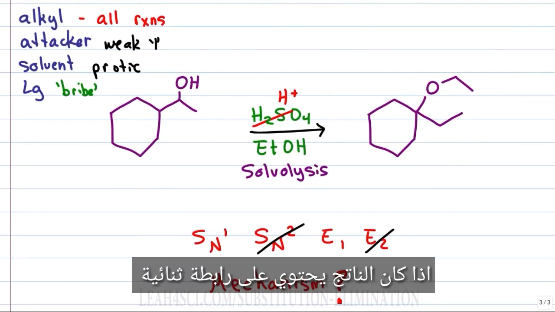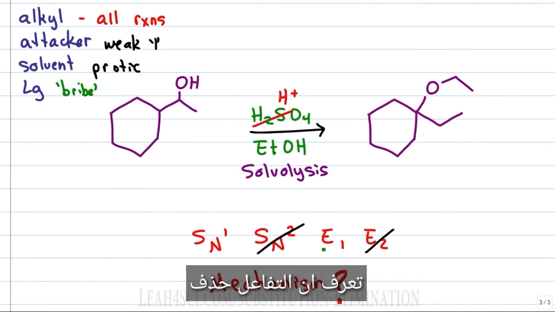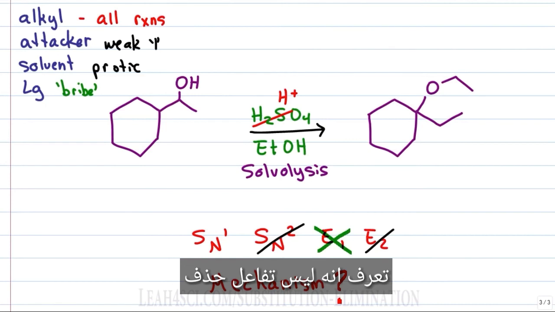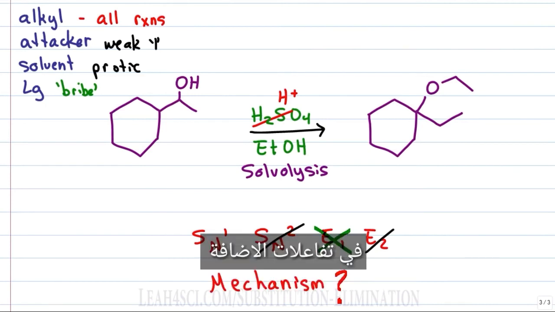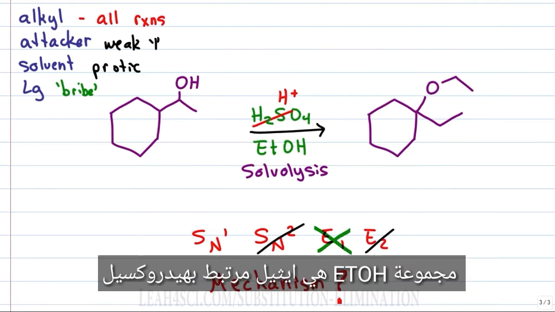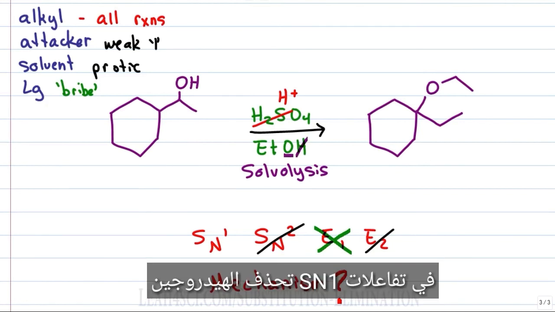If the product has a pi bond, you know that it did elimination. If the product does not have a pi bond, elimination did not take place. For substitution, we're looking for the attacker sitting on the molecule. EtOH has an ethyl group, which is a 2-carbon chain with an alcohol. In an SN1 reaction, the hydrogen gets removed.